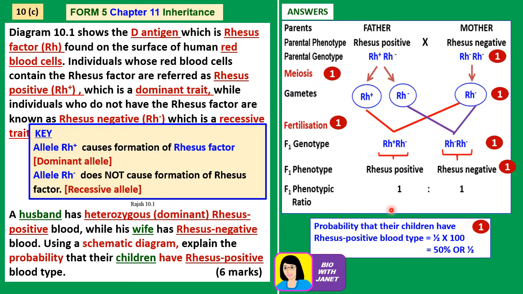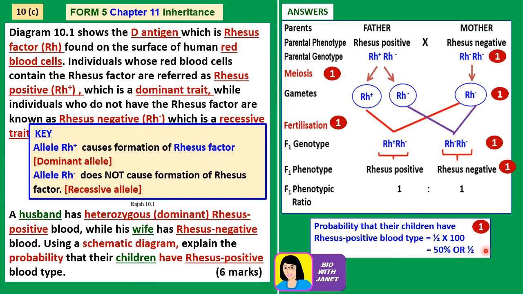So let's find out how to write it. Probability that their children have Rhesus positive blood type equals 1 out of 2, right? Out of 2, 1 is Rhesus positive. Okay? So you can either write half, or half times 100 equals 50%. Write down both. Okay? So that's the answer. Now, how's the marking for this part?